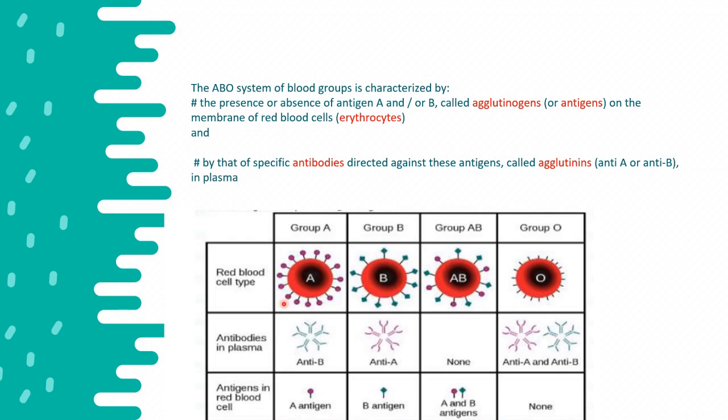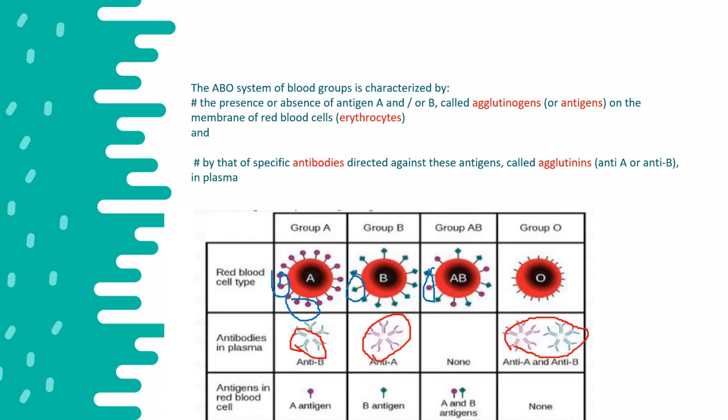To make it more clear, let's circle the antigens in blue and the antibodies in red. The antigens in blue, these are the antigens. And the antibodies in red, these are the antibodies.